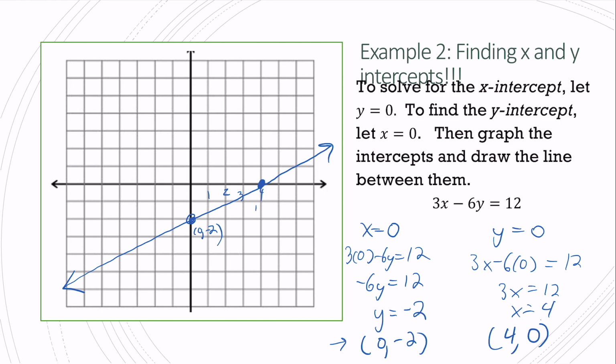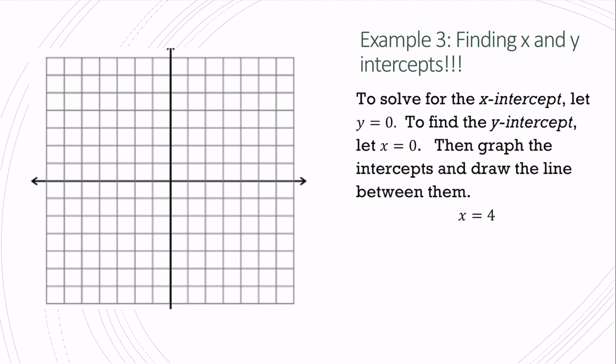So for these next two examples, I still want us to find the x and y intercepts, but I want us to note that even though these are equations in two variables, only one variable is represented. So let's see what happens when I let y equal 0 and I let x equal 0. Our equation is x equals 4. You can kind of think of this as x plus 0y equals 4.